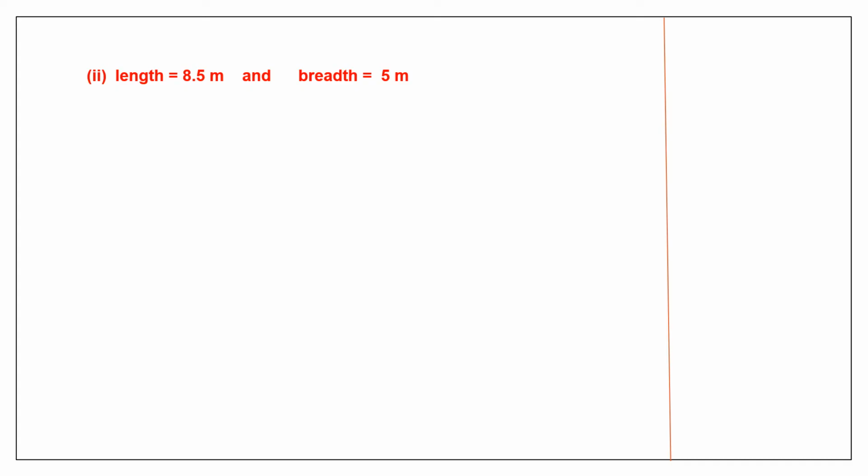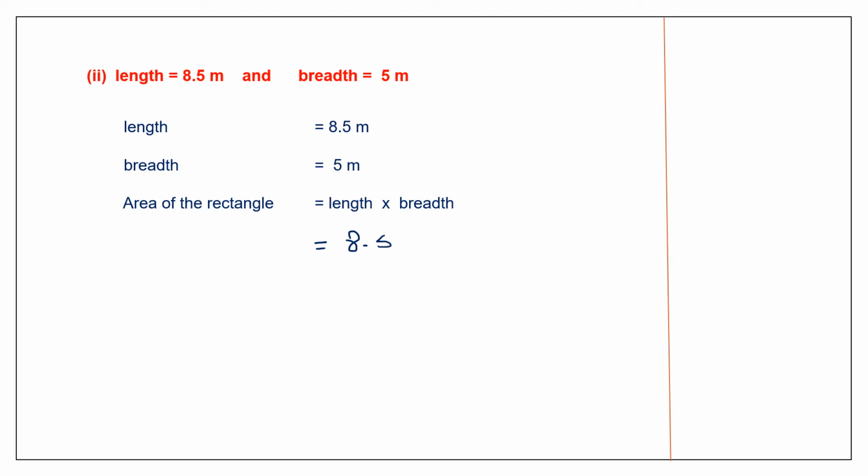Question 2. Length is given and the breadth is given. So let's begin. Length is 8.5 meters. Breadth is 5 meters. So let's use the formula to find the area of the rectangle, which is length into breadth. So length is 8.5 meters and breadth is 5 meters. So let's multiply 8.5 into 5. That will be 85 into 5. 5 fives are 25, carry 2. 5 eights are 40 plus 2, 42.